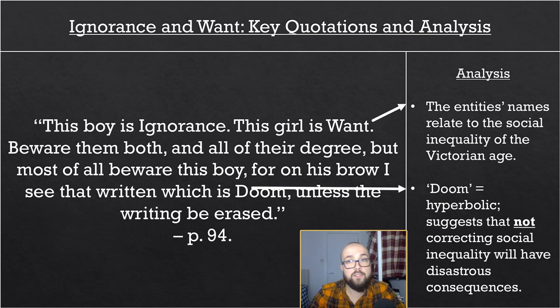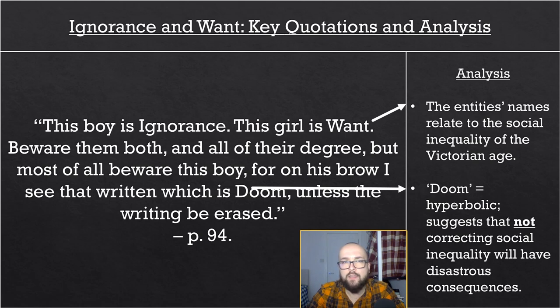Or perhaps the spirit is speaking more broadly. You see, if social inequalities are not corrected, then all of the poor people in A Christmas Carol will be forever destined to lead a life of poverty, and poverty will beget more poverty, which will beget more poverty, ad infinitum.